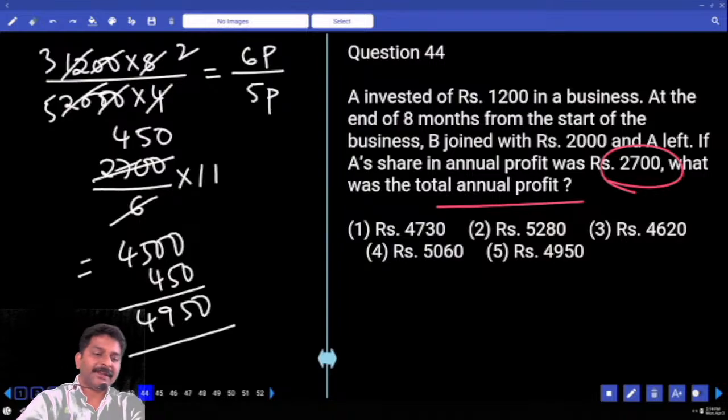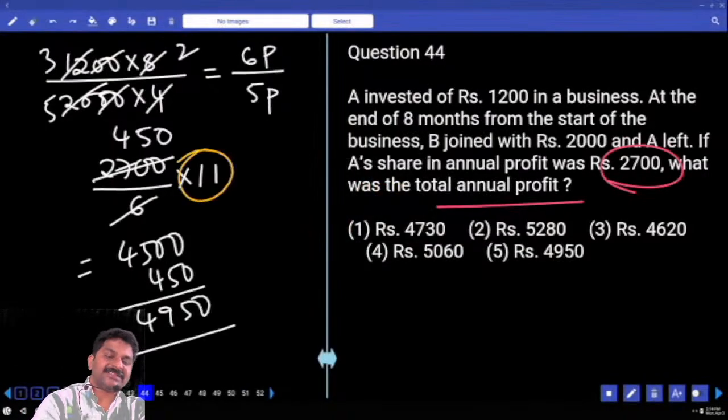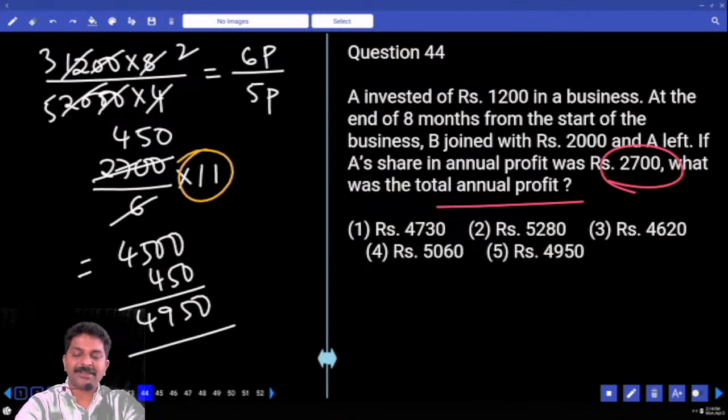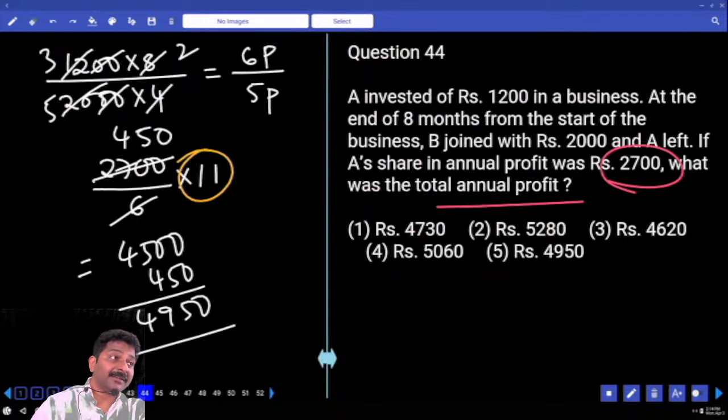ఎందుకు చేయాల్సి వచ్చిందంటే, this is 11 multiple. Answer must be 11 multiple. All the options are 11 multiples. Correct? Now if you want to verify, if you are confident enough, you can do one more thing.